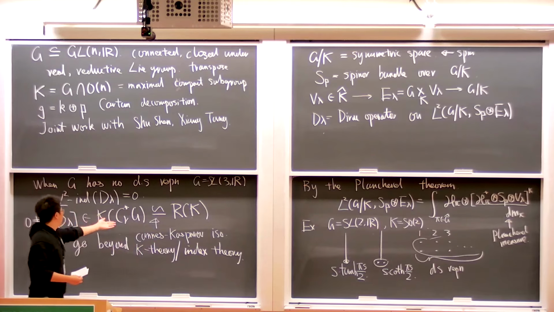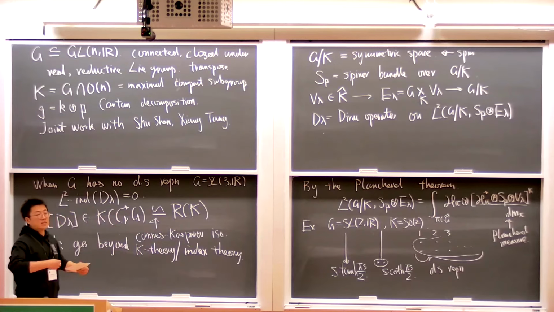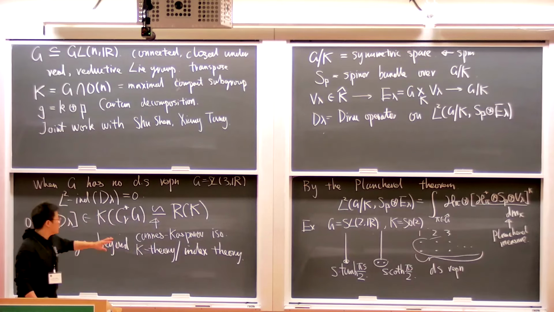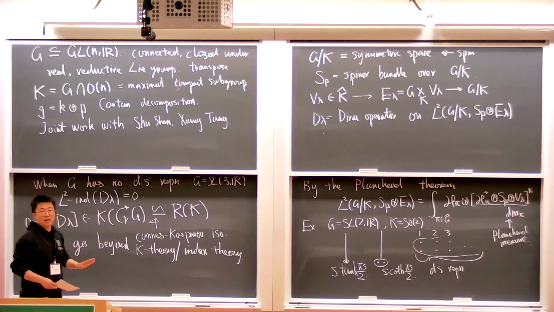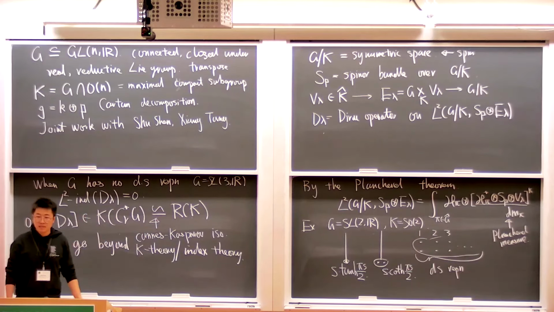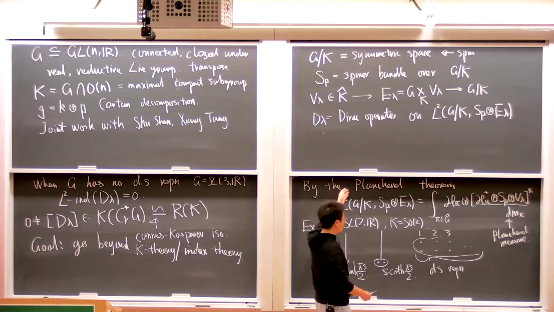And the Connes-Kasparov isomorphism tells you we can use K-theory to detect some components of the representation, even if there's no discrete series. But it has a defect: this K-theory on one side is very nice, very beautiful, you have all the index theory machinery, but it cannot detect all representations. For example, in the SL2R case, yes.